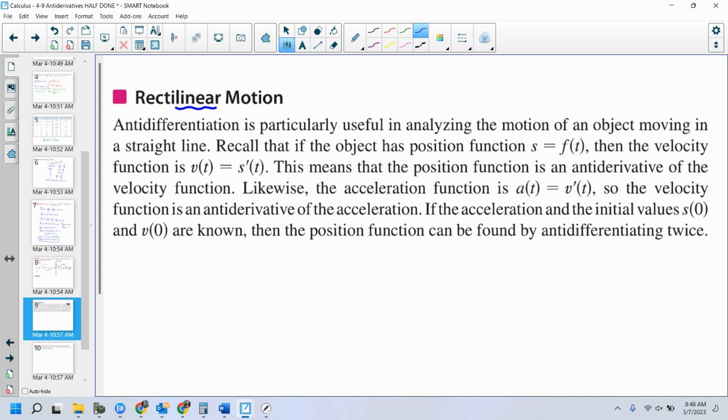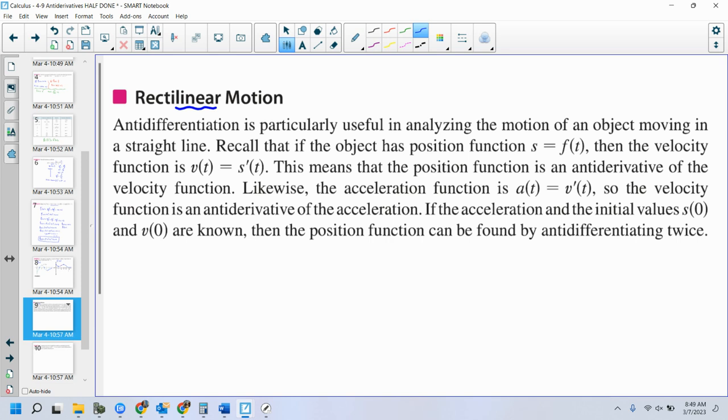Acceleration, right? This means that the position function, now shift our mindset, that's something we knew from the past. Derivative of position is velocity, derivative of velocity is acceleration. So now I can work backward and say, what if I started with the acceleration? How would I find velocity? Take the antiderivative. How would I find position if I know velocity? Take the antiderivative of velocity.